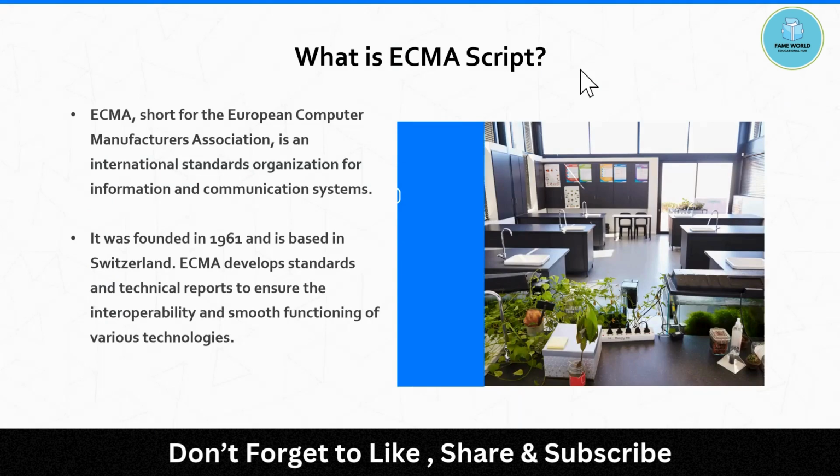It was founded in 1961, and it was based in Switzerland at that time. Another thing is that ECMA develops standards and technical reports also, to ensure the interoperability and smooth functioning of various technologies. In various technologies, it is used.